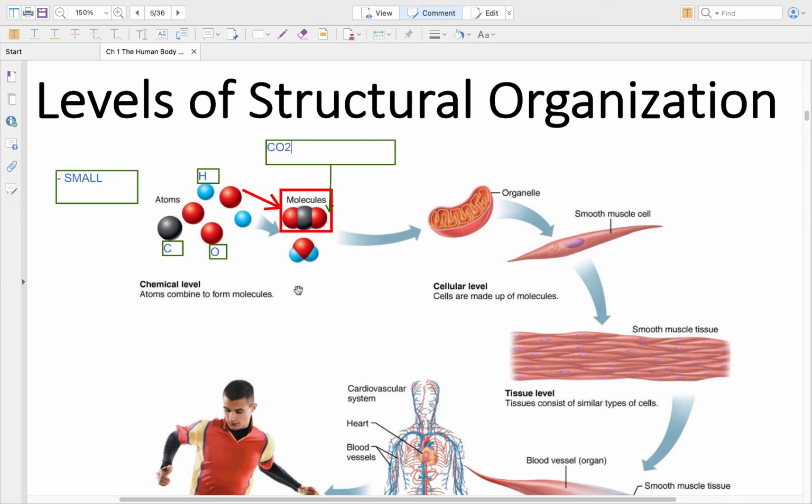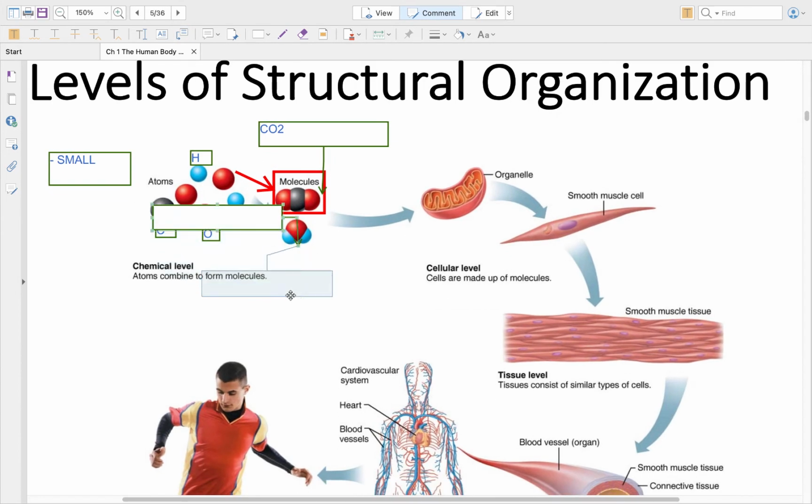So our atoms come together to make molecules. This little guy down here has an oxygen and two hydrogens. What could that possibly be? An oxygen, two hydrogens. That is H2O.